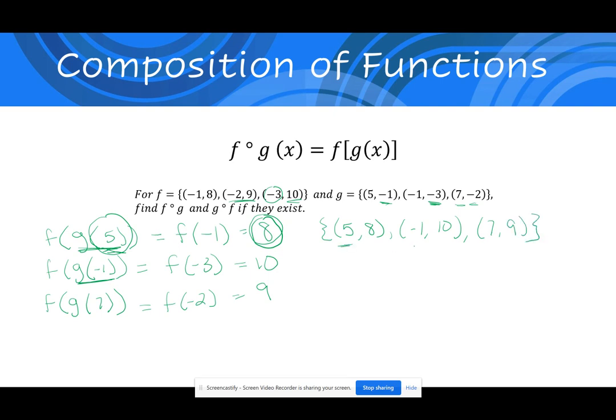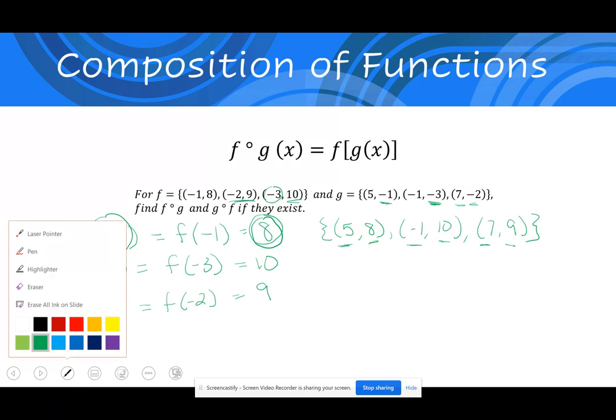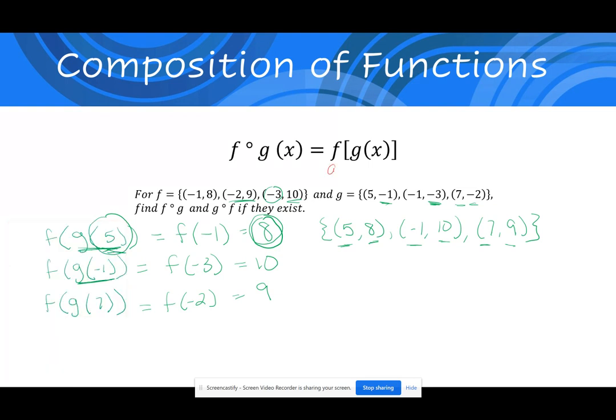So these new x values would be your new domain, and these y values would be your new range. However, you can also do g of f of x, and almost always it's not the same answers. So I'm going to do that over here, but now we're going to plug in the x values of f. So negative 1, negative 2, and negative 3.